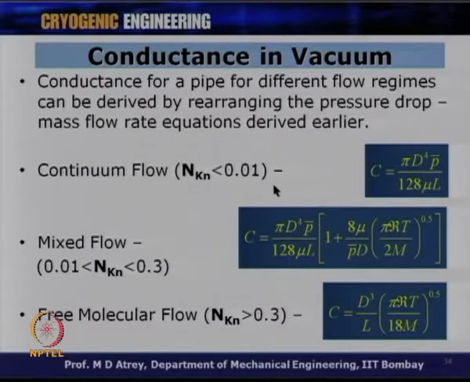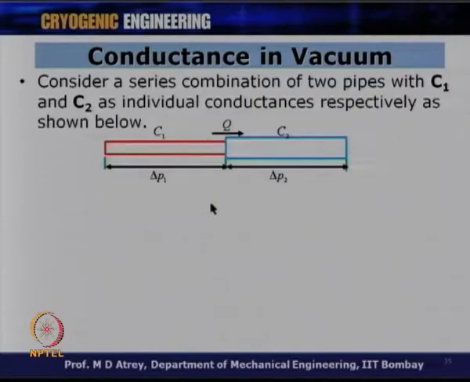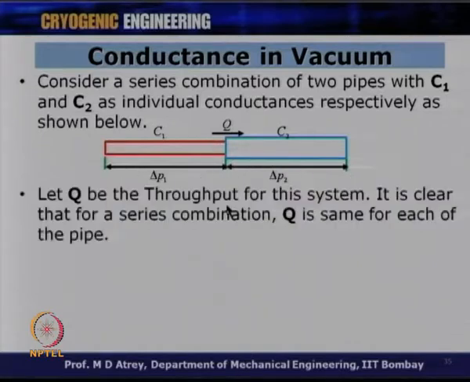Alright, so, it is very important to understand what this conductance is and how it is related to the operating parameters and the dimensions of the pipe. Now, we can have conductance when two pipes are connected in series, and the pipes could be connected in parallel, the way we have resistances connected in series and parallel. So, consider a series combination of two pipes with C1 and C2 as individual conductances respectively, with delta P1 and delta P2 as the pressure drops happening.